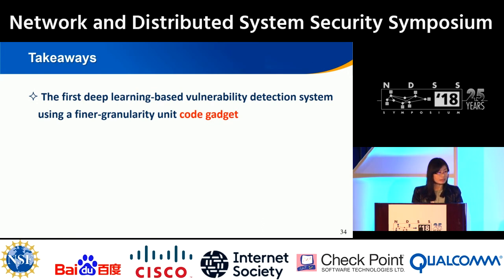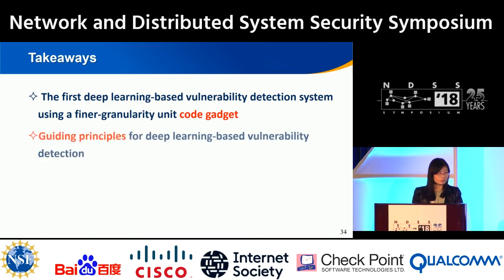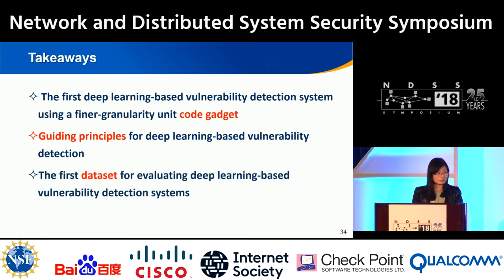These are takeaways. The first deep learning-based vulnerability detection system using a finer granularity unit, that is called code gadget. Some guiding principles for deep learning-based vulnerability detection. And we propose the first dataset for evaluating deep learning-based vulnerability detection systems.